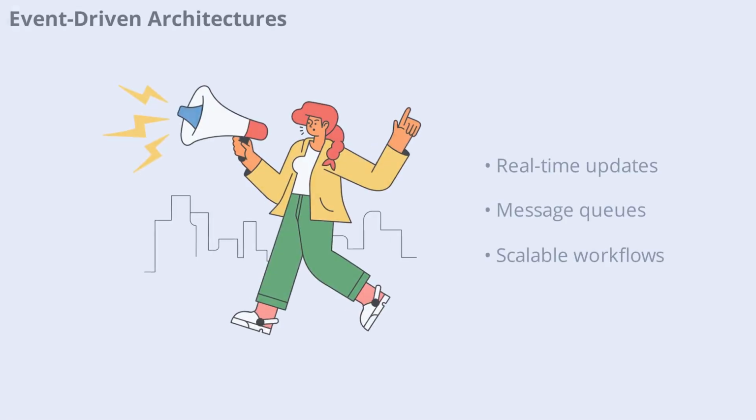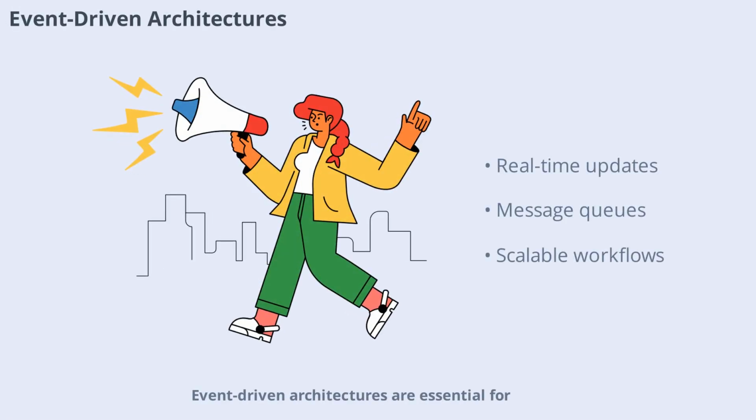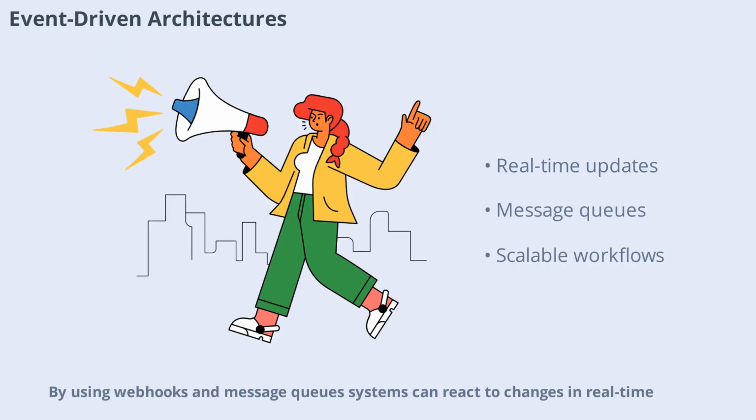Event-driven architectures are essential for building responsive and scalable AI systems. By using webhooks and message queues, systems can react to changes in real time, updating databases and triggering workflows without manual intervention. This approach is particularly effective for handling frequent document updates and asynchronous processing.